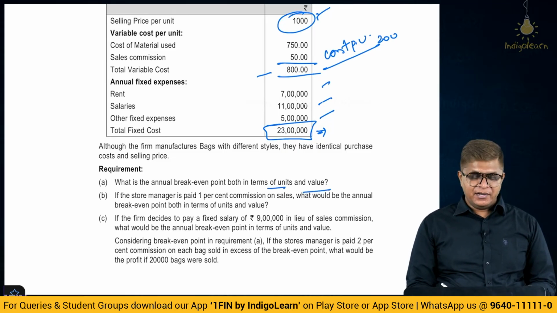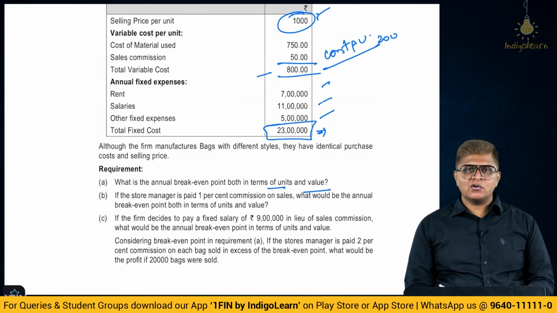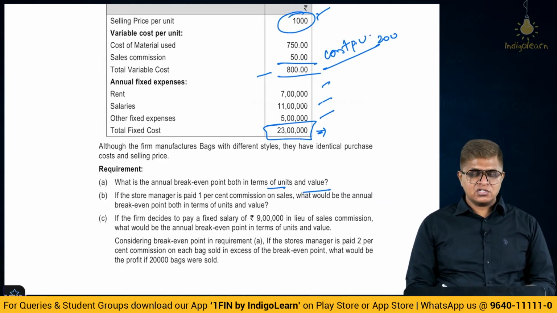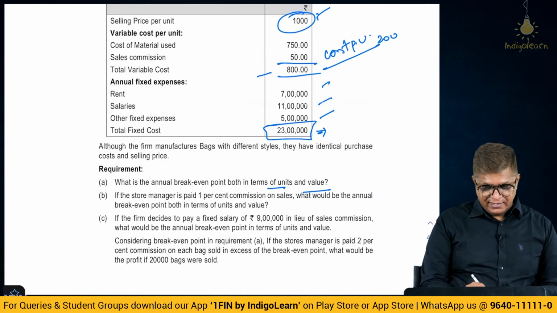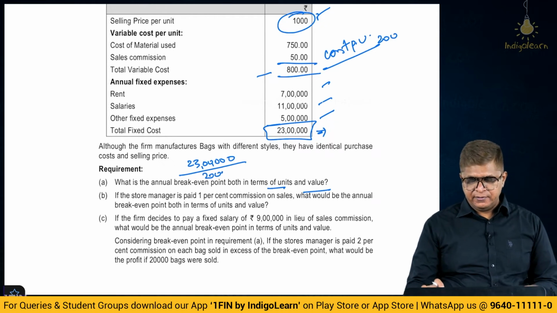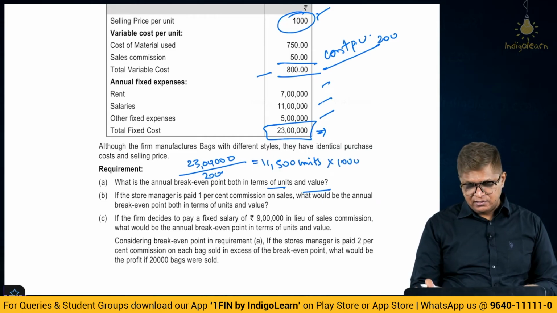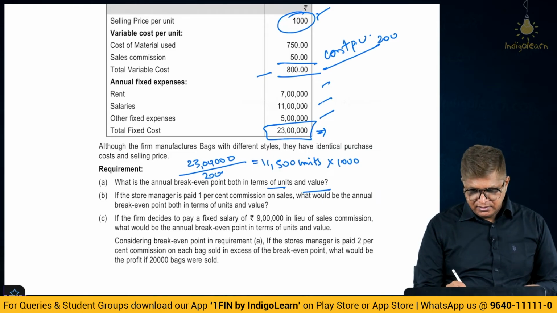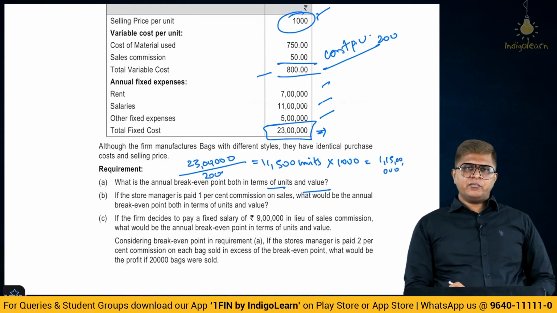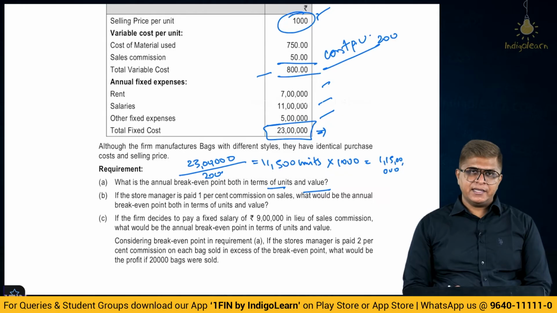How do we compute? Break-even point is nothing but fixed cost by contribution per unit. How much is the fixed cost? 23 lakhs. So 23 lakhs divided by 200 per unit of contribution, we get break even point as 11,500 units in terms of units, and if we multiply it with 1000, we get 1 crore 15 lakhs as the break even point in value. That is simple bit A.